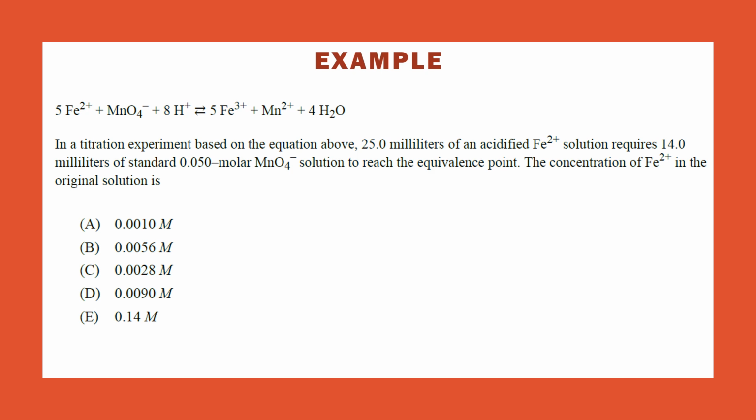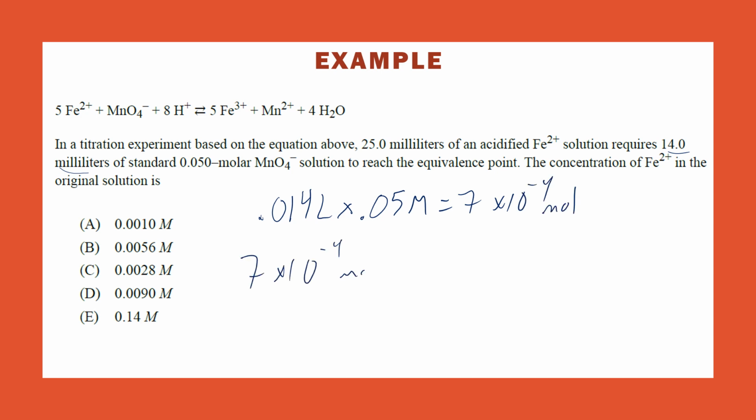So for this one, I want to go ahead and take the 14 milliliters. I'm going to change that to liters times the 0.05 molar. That will give me moles of the permanganate solution. And so I get 7 times 10 to the negative 4 moles. And then I can use my mole ratio. That's why they give us the balanced equation.